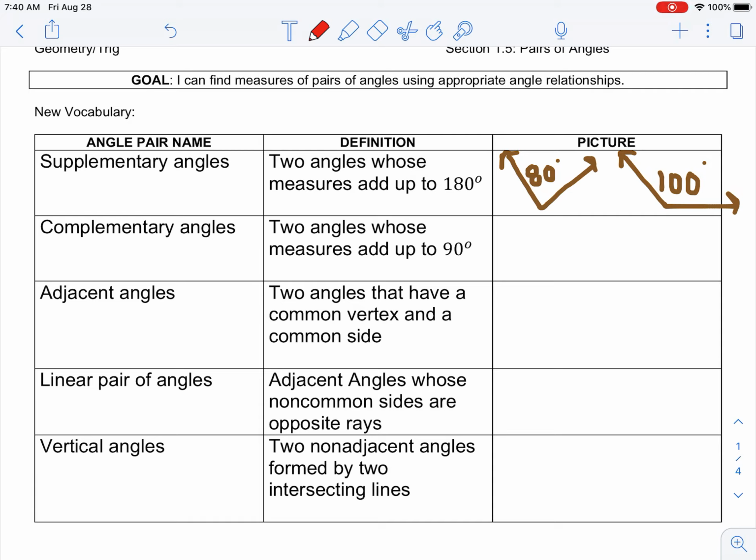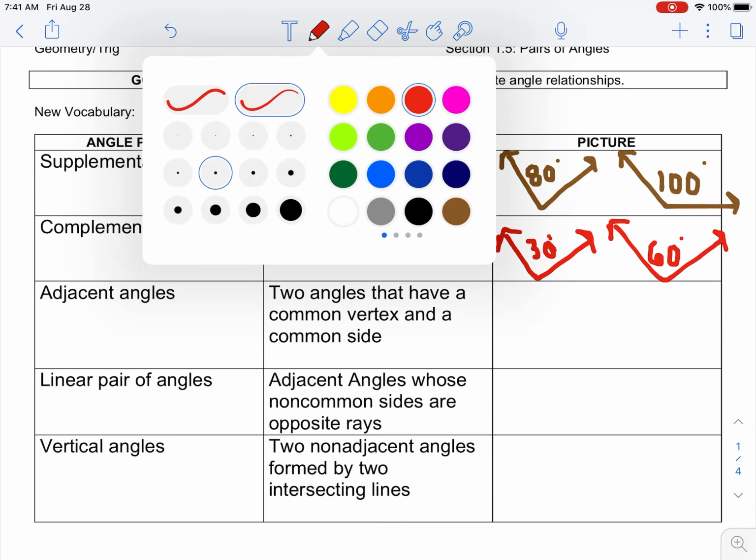Complementary angles are two angles that add up to 90 degrees. So for example, let's say we have our first angle, and let's say it is 30 degrees. And let's say our second angle, remember complementary has to add up to 90 degrees. So when we see that word, we think add to 90. When we see supplementary, we add to 180. So these two angles, 30 and 60, add to 90 degrees.